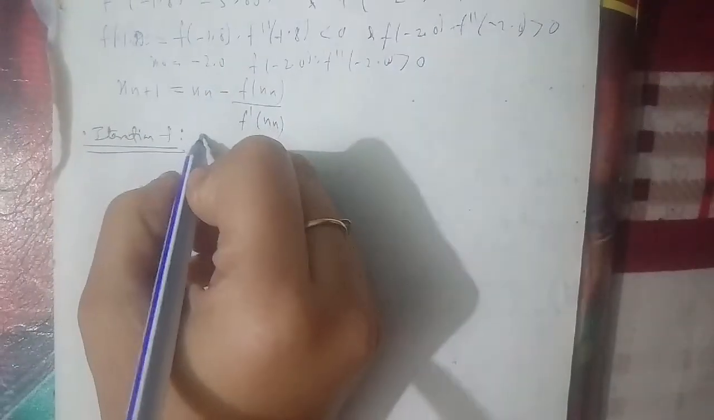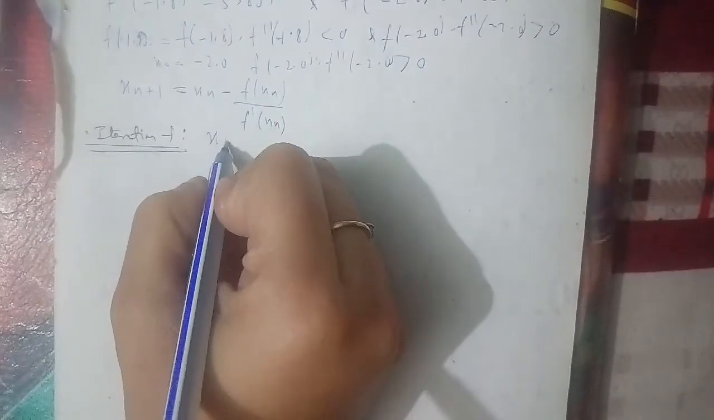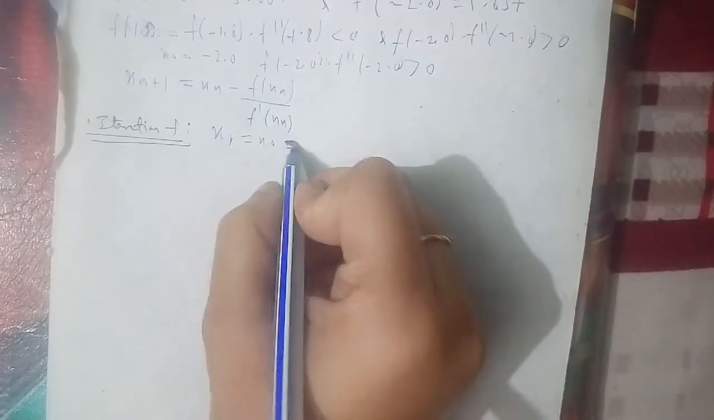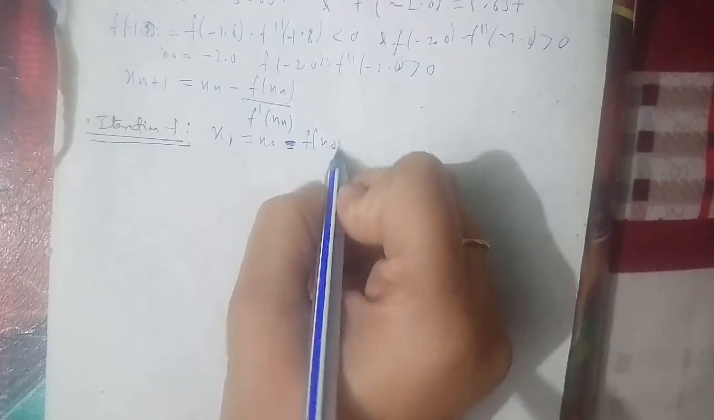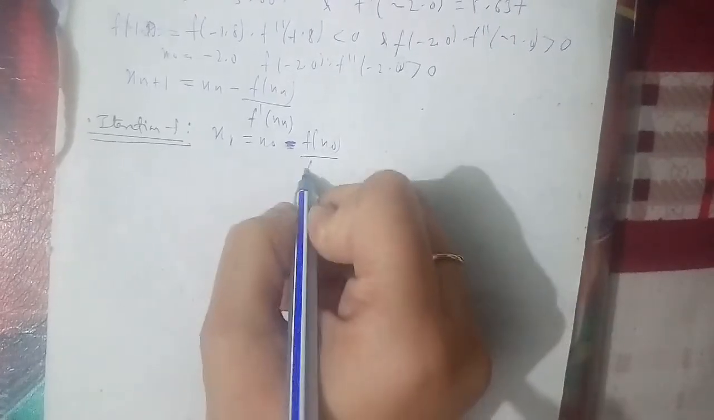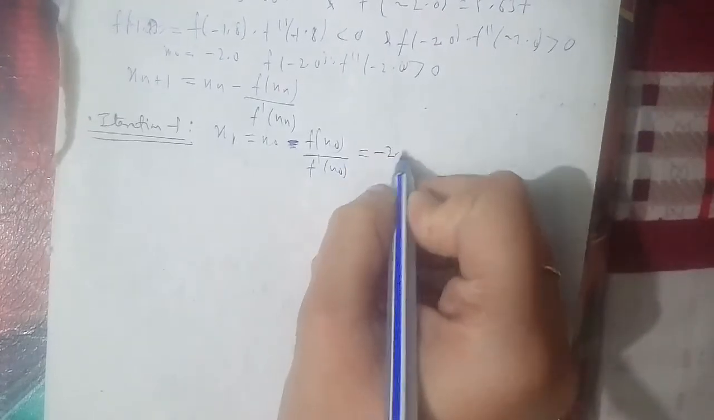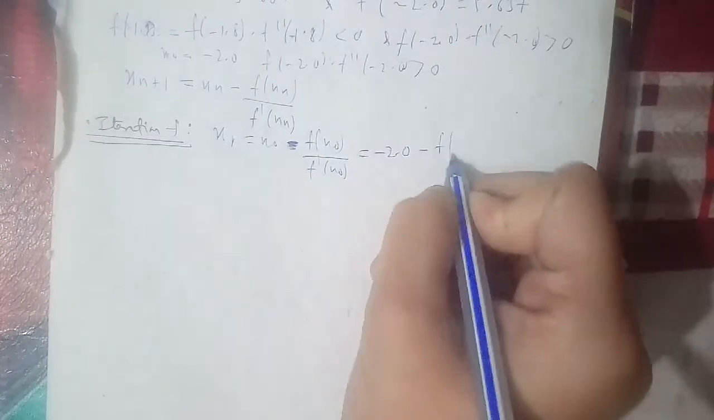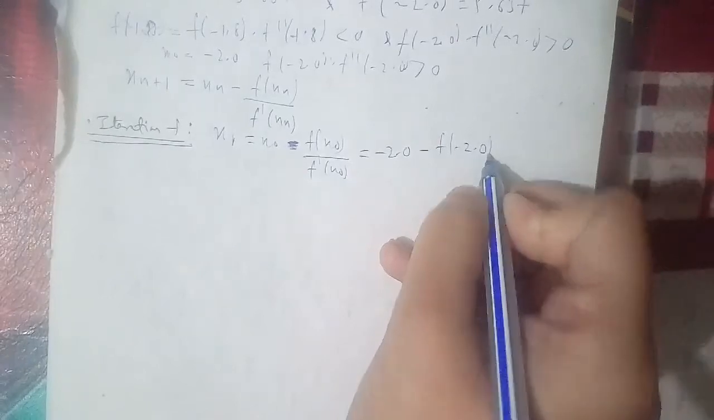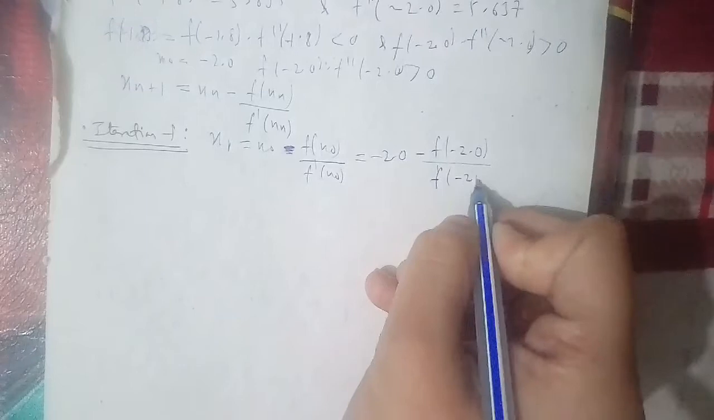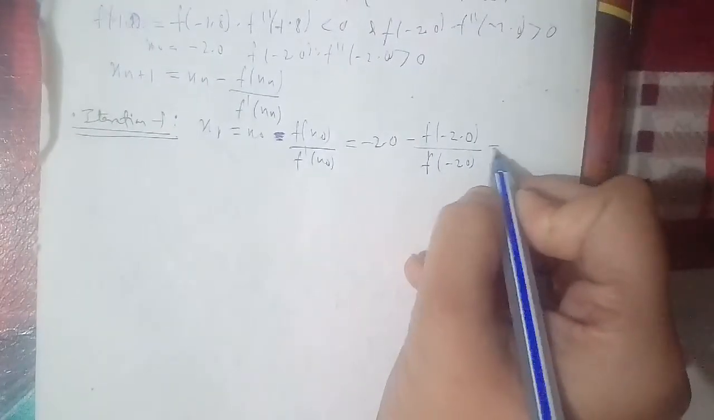So x1 is equal to x0 minus f of x0 upon f dash x0, which is equal to minus 2.0 minus f of minus 2.0 upon f dash of minus 2.0, equal to minus 1.935951. Now for iteration 2 we go ahead.